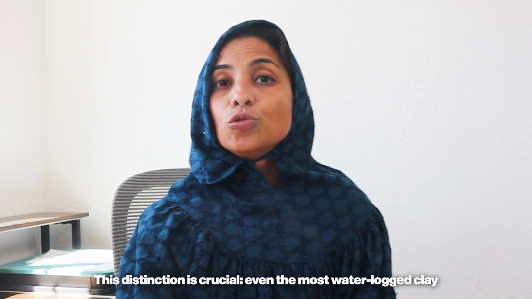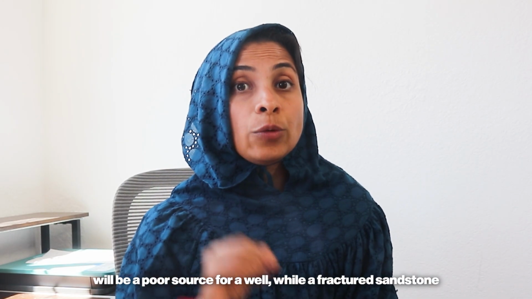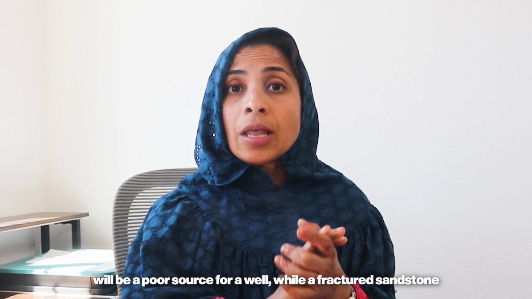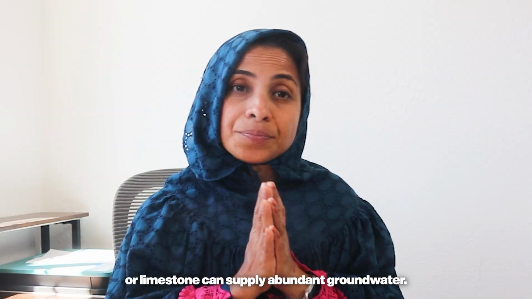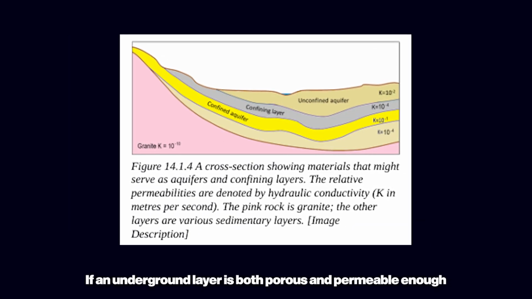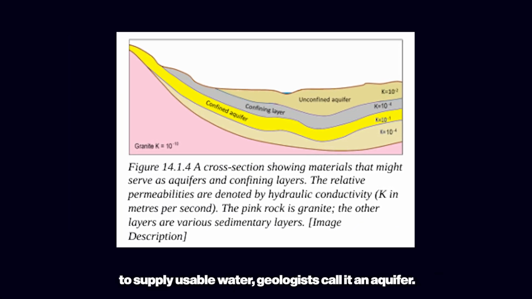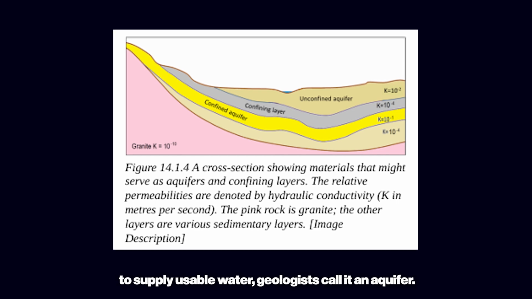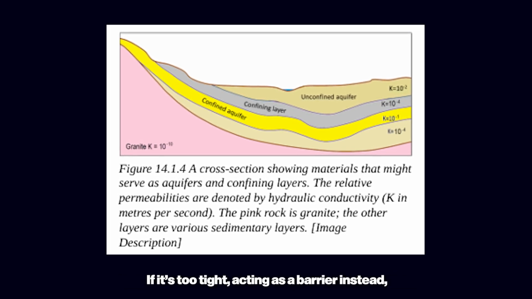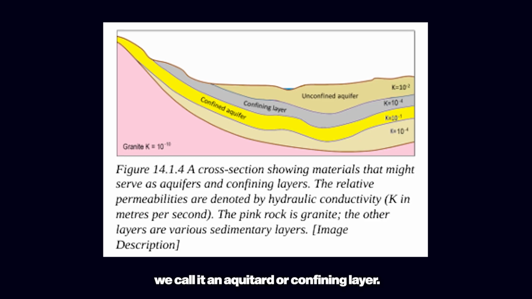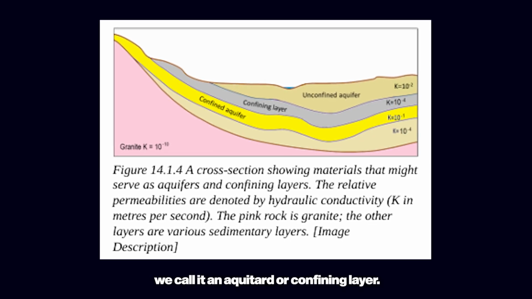This distinction is crucial. Even the most waterlogged clay will be a poor source for a well, while a fractured sandstone or limestone can supply abundant groundwater. If an underground layer is both porous and permeable enough to supply usable water, geologists call it an aquifer. If it's too tight, acting as a barrier instead, we call it an aquitard or confining layer.